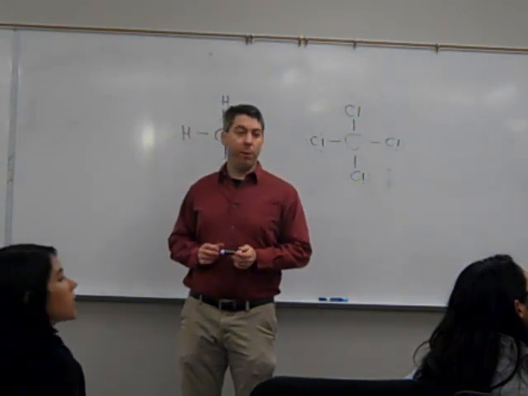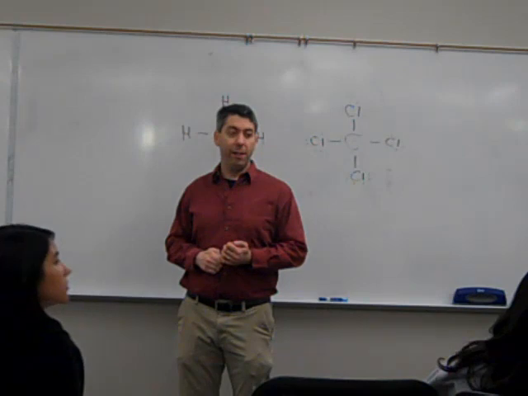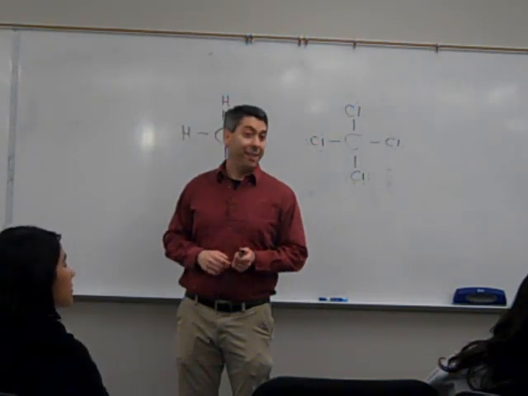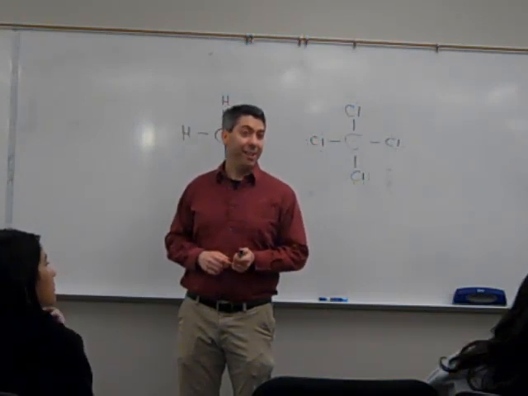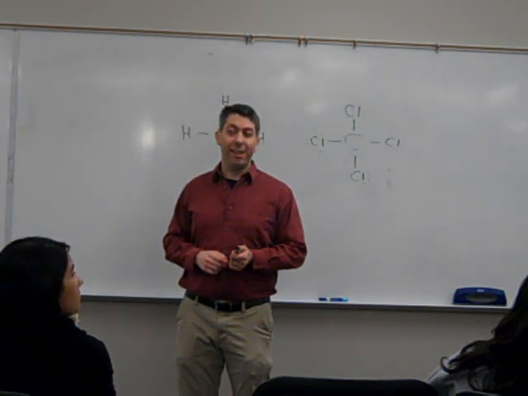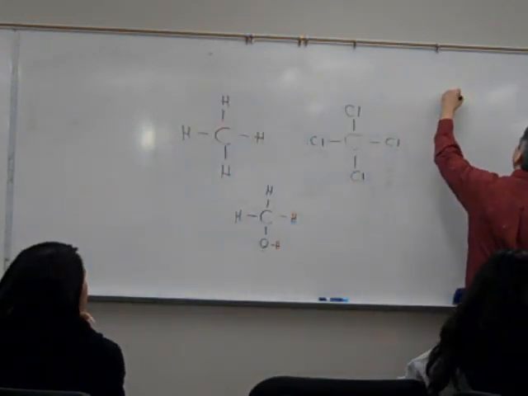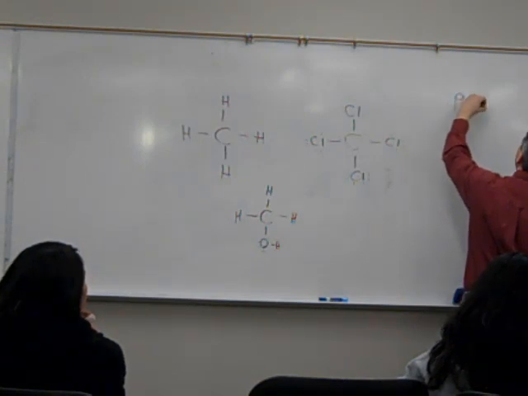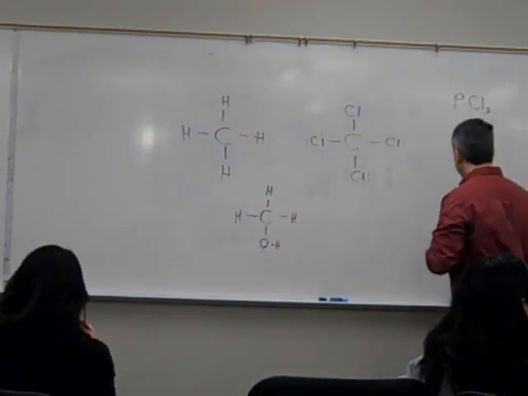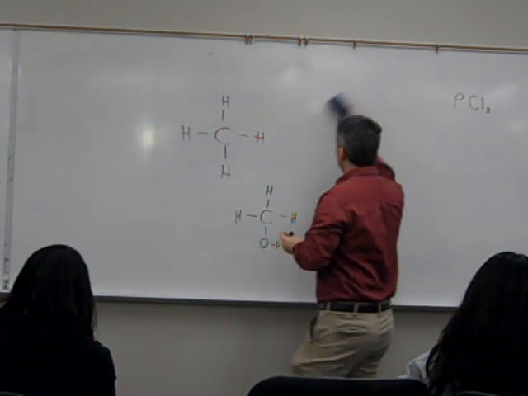Phosphorus trichloride. What would the chemical formula for that be? PCl3. I was thinking in Spanish. Yeah, that's good. So PCl3 would be the formula of phosphorus trichloride.